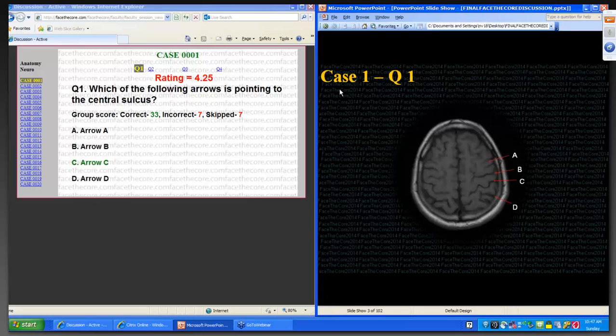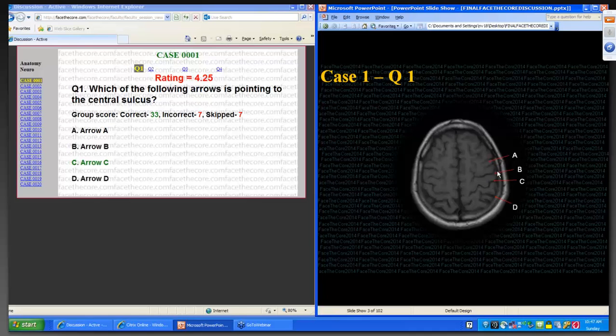The first question says, which of the following arrows is pointing to the central sulcus? And the correct answer is C. It's very important to identify the central sulcus because especially surgeons, when they operate on peri-Rolandic tumors and for other clinical purposes, need to know the anatomy. So how then can we identify it?